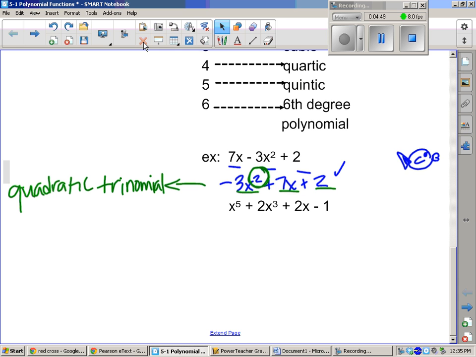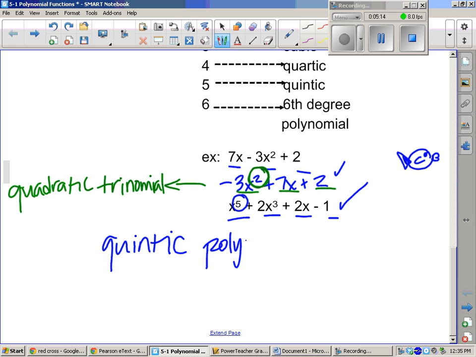All right, let's try another one. Is this one in standard form? Are you going from highest to lowest? Yes. Are we missing a couple exponents? Yeah, we're missing the 4 and the 2, but that's okay. They're still in order. So this is a 5th degree, but it's got a fancy name called quintic. And it's got how many terms? 1, 2, 3, 4. So we say it is a polynomial with 4 terms. Not degree, with 4 terms. My bad. All right.